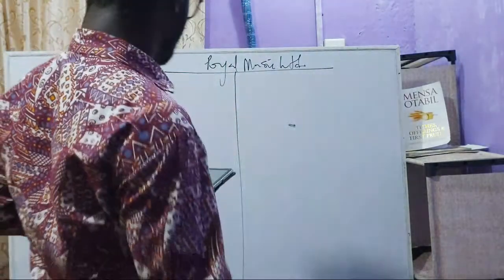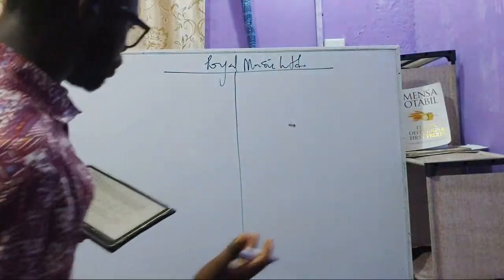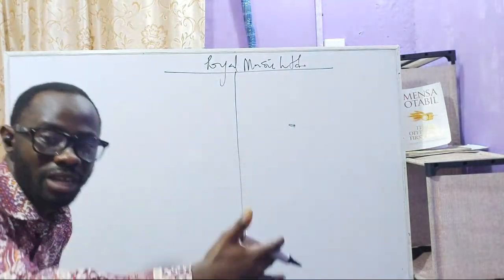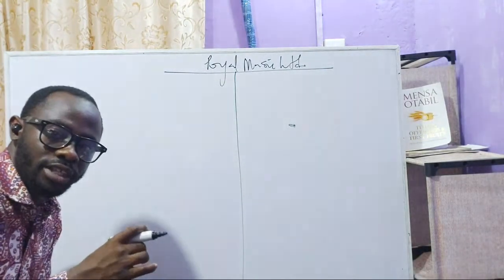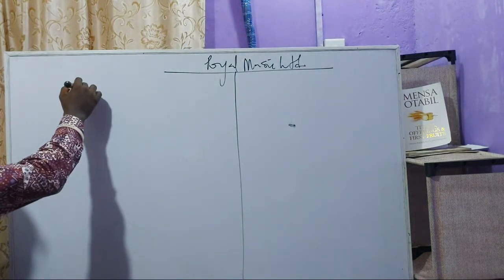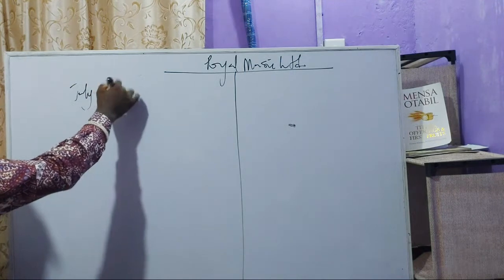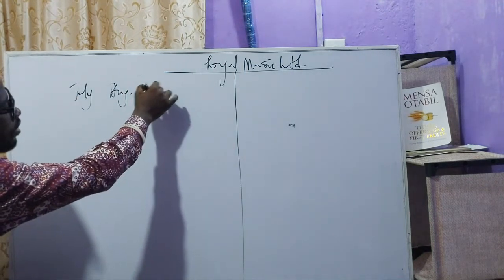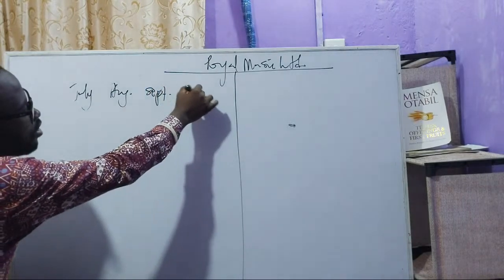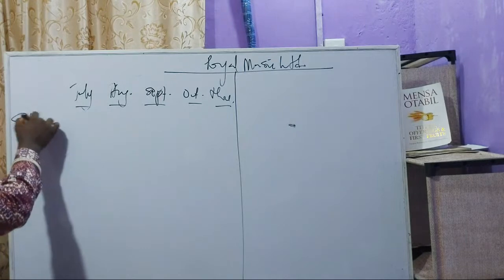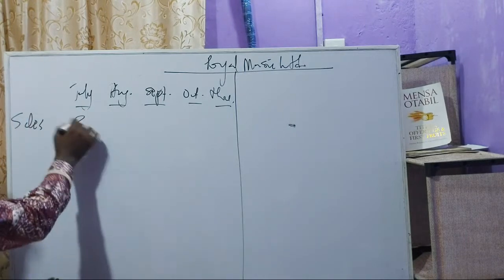So the first working we do is the closing stock, okay? Because we are told that the closing stock is 40% of next month's sales. So the first thing we do all the time is the closing stock. To get the closing stock, we will bring the sales. So July, August, September, October, and November.